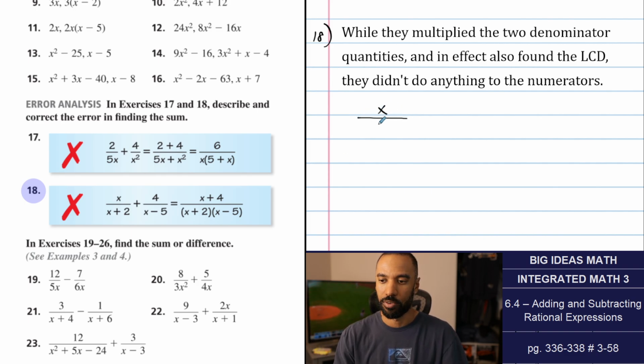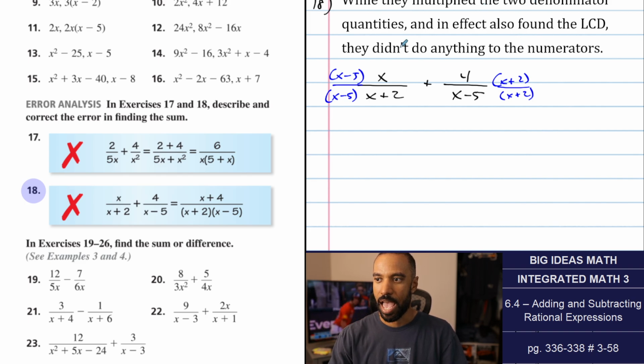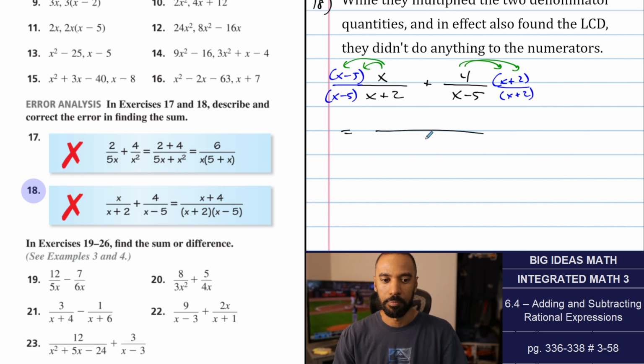So when we do x over x plus 2 plus 4 over x minus 5, it's true that this guy's missing an x minus 5 here, but you also have to do it on top. And it's true that this is missing an x plus 2 here, but it's also got to be written on top. So we still have to do that full distribution. X needs to multiply with these two. 4 needs to multiply with these two. You do have that denominator. We're all good on that bottom. We have x plus 2 times x minus 5. They're correct. But there was just more to be had.